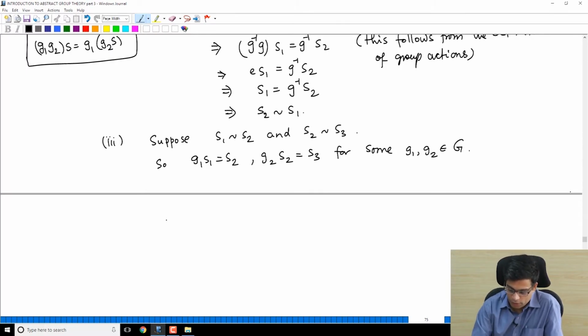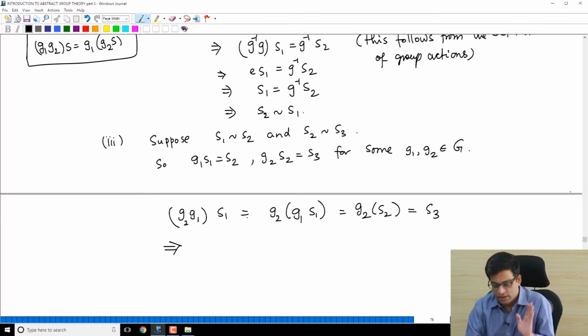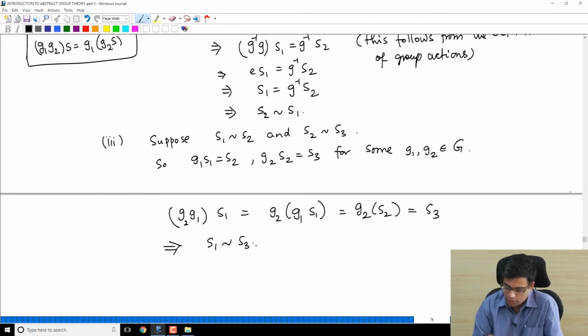taken to S3. Now again we apply g2 g1 to S1. By the definition of a group action, this is g2 of g1 S1. But g1 S1 by hypothesis was S2, and g2 S2 by hypothesis again is S3. So this implies S1 goes to S3 with the group element g2 g1. So S1 is related to S3.